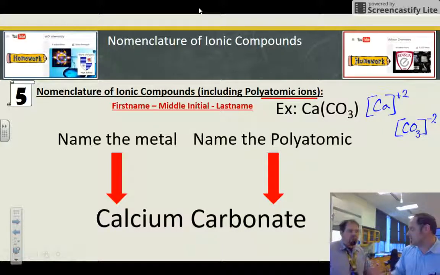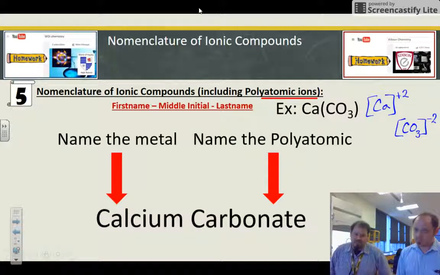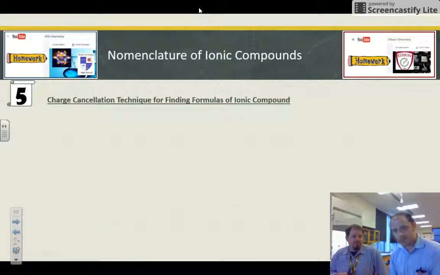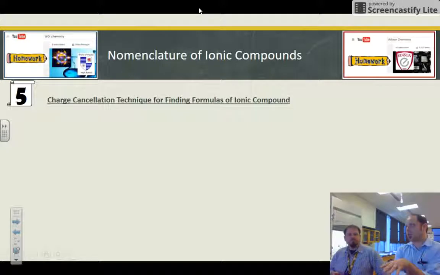So pay attention to your polyatomic ions. Those parentheses really help give you a clue. And they're actually not needed if there's only one CO3. So sometimes they'll be there while we're getting good at them. You've got to get good at recognizing the polyatomics on the table, for sure. So now, the charge cancellation technique.